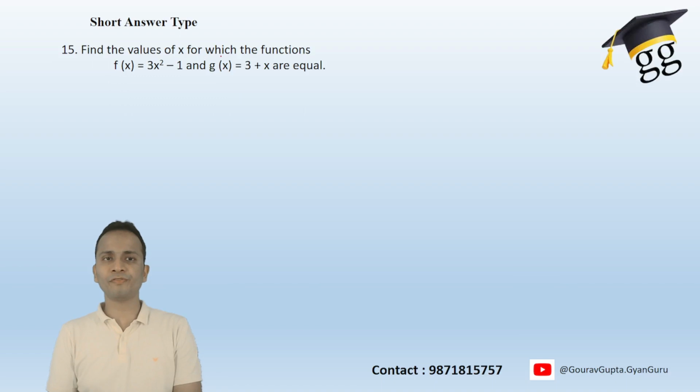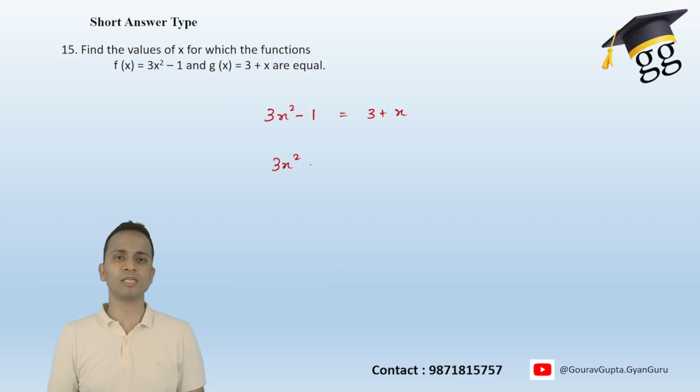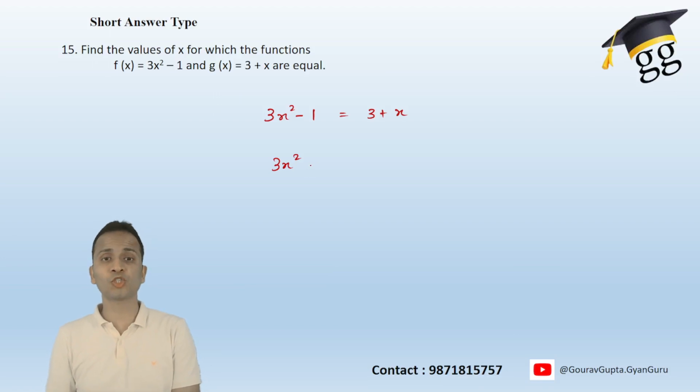Find the values of x for which the functions are equal. Two functions are given and I want to make them equal. So the first function f(x), 3x square minus 1, is equal to the second function, that is 3 plus x. Okay. Now take all things on the left hand side and make it a quadratic equation. You know how to solve a quadratic equation, right? So you will be able to split the middle term and factorize. Otherwise, you can use the direct formula. Okay. So 3x square minus x minus 4 equal to 0.